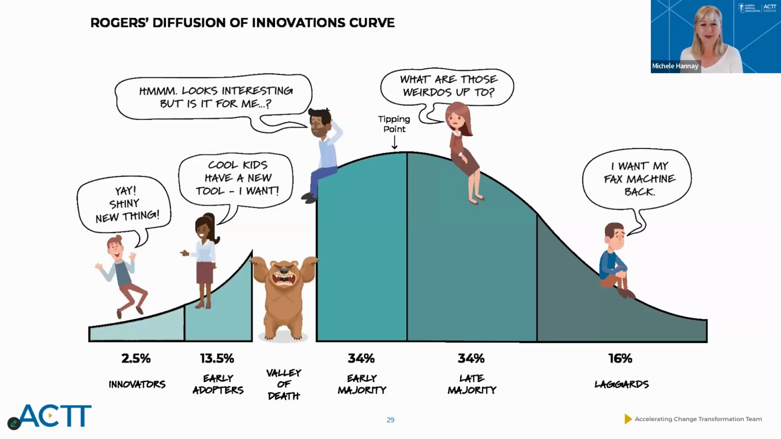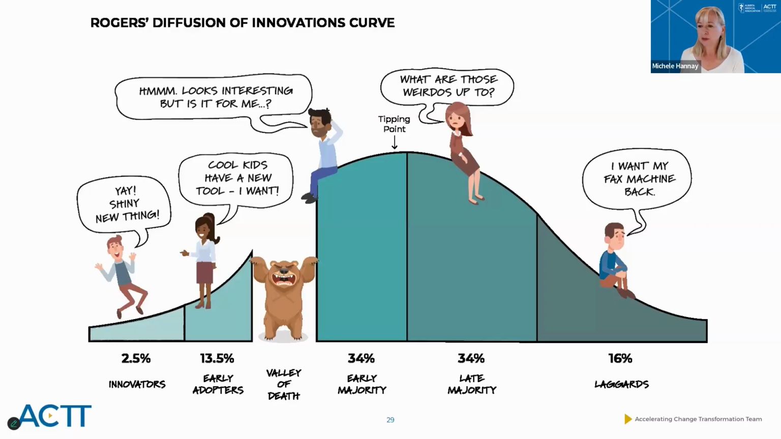Now, the last group, the 16% that are left, Rogers called them laggards, which is kind of a harsh term, but what's important to keep in mind is that this 16% of the population, most of the time, they're at a time in their life or in their career where making a big change, expending that energy to adopt something new just doesn't make sense for them.